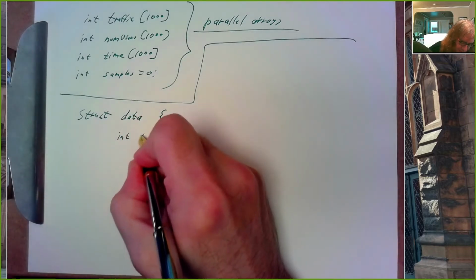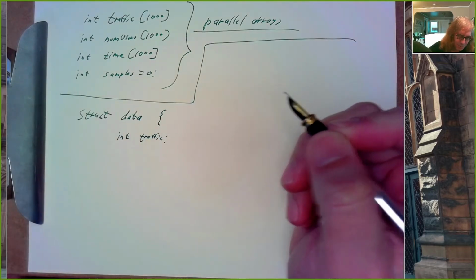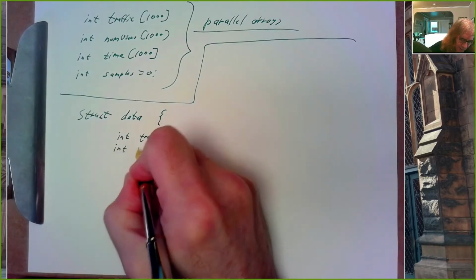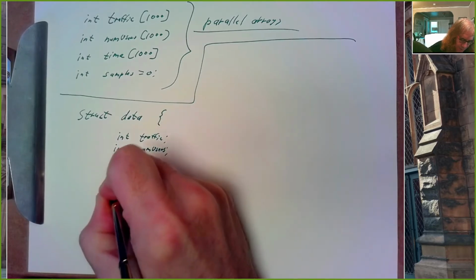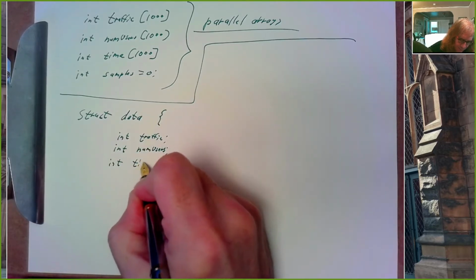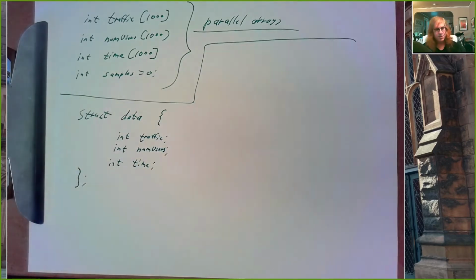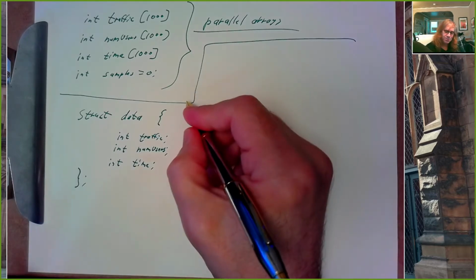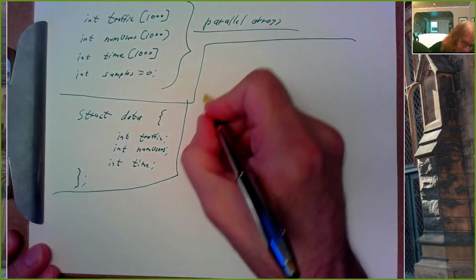A single integer, which shows me how much network traffic there is. An integer, which tells me how many users are logged in. An integer, which tells me the current time. Close curly bracket, gotta have the semicolon. Alright, now I have a new type of data called a struct data, and I can make a single array like this.